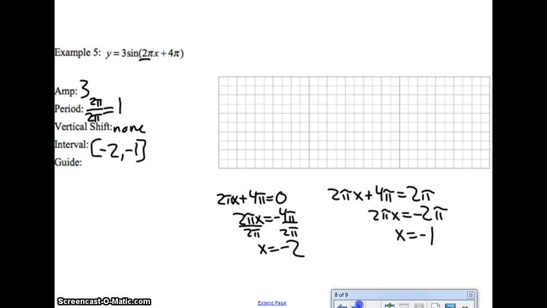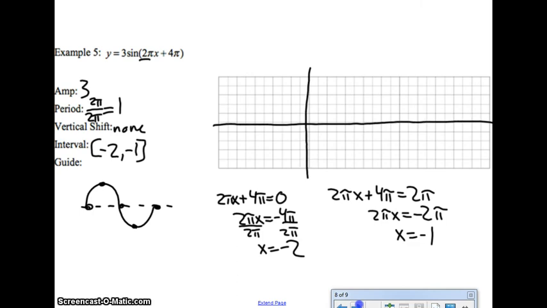And now when I do my guide, this is sine. So sine's going to start and end at the x-axis. Go up first and then down. Now this time, when I'm doing my scaling, my interval is not in terms of pi, so I want to count by 1s and 2s. And since it's negative, I want to make sure I can see more of the negative portion of the x-axis. So I'm going to make every 4 squares 1 here on the x-axis.